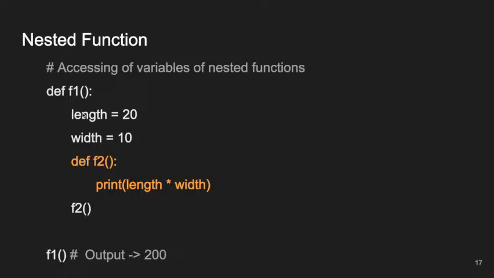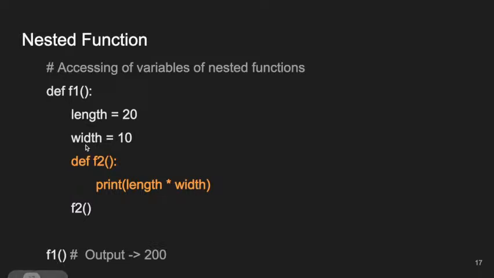So inside the f1 function we have length, we have width, and then we have another function called f2. And inside f2 we can do something like this. We are printing the length times width. Now we have access to length and width because function 2 is inside function 1, and length and width are declared inside function 1, so you can use them.